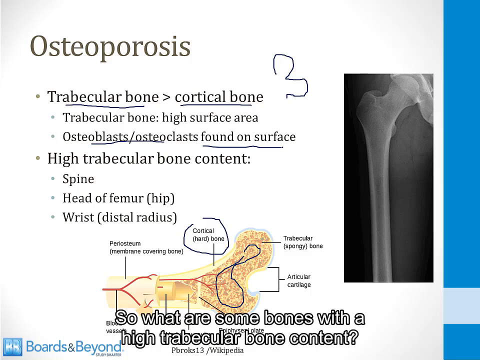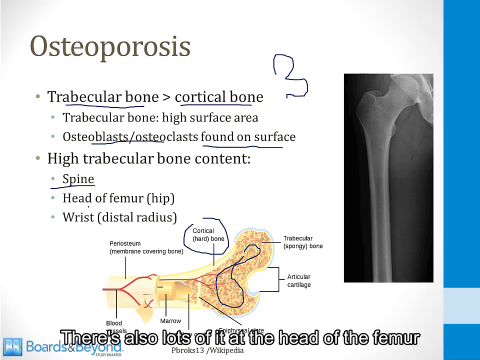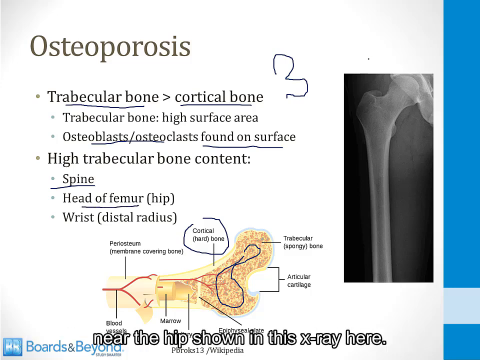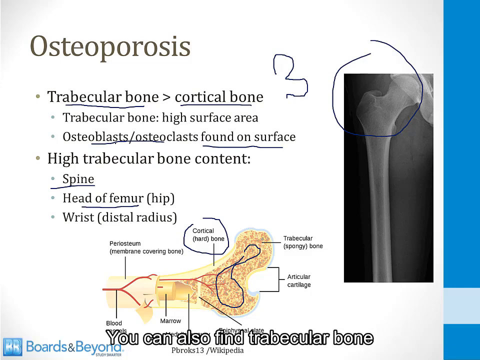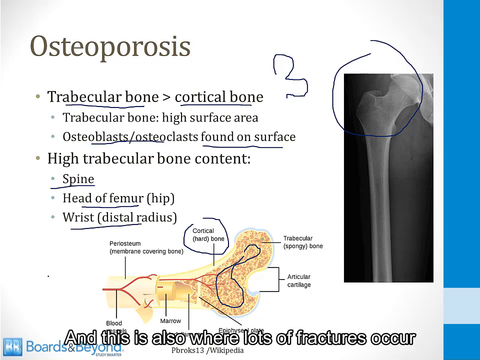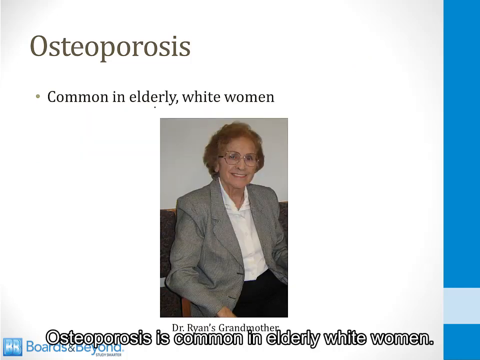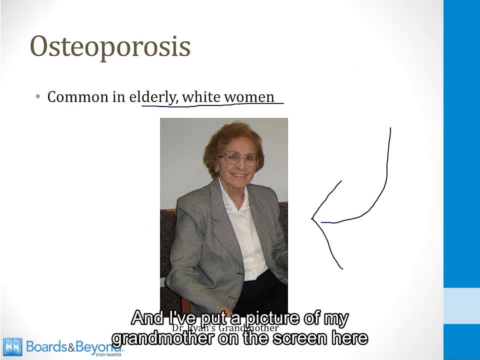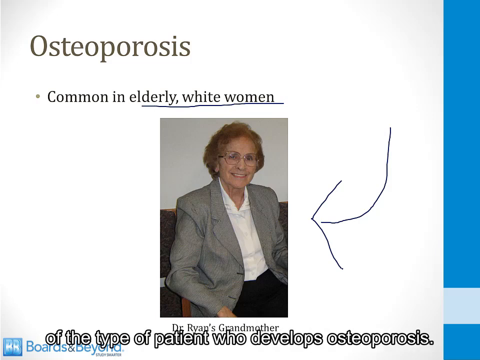So what are some bones with a high trabecular bone content? Well, there's lots of it in the spine, and this is where lots of fractures occur in osteoporosis. There's also lots of it at the head of the femur near the hip, shown in this x-ray here, and that's where a lot of fractures occur in osteoporosis. You can also find trabecular bone in the wrist and the distal radius, and this is also where lots of fractures occur in osteoporosis. Osteoporosis is common in elderly white women, and I've put a picture of my grandmother on the screen here to remind you of the classic demographic of the type of patient who develops osteoporosis.